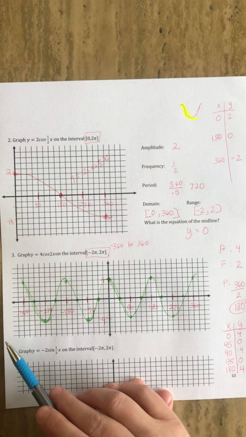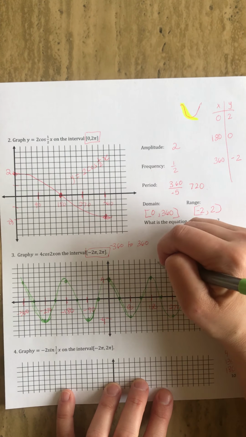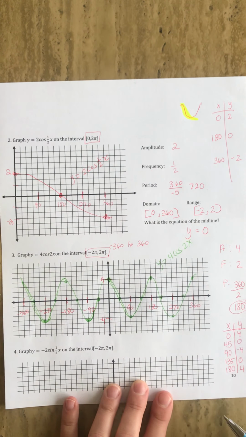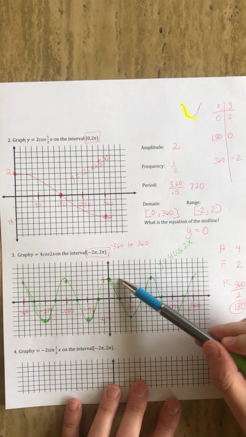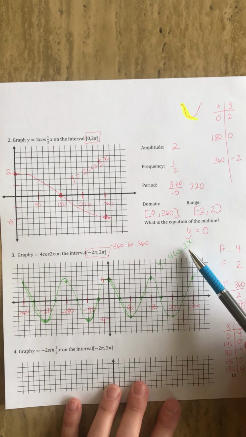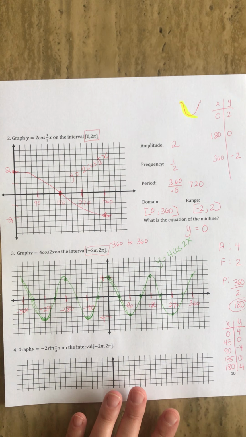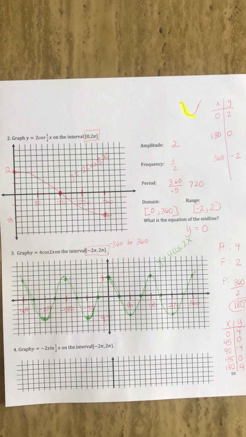From 360 to 0. All right, so we have y is equal to 4 cosine 2x, okay? Remember, our amplitude is 4 and our frequency is 2, so you should have 2 cycles from 0 to 360. All right, ladies and gentlemen, have a great day.